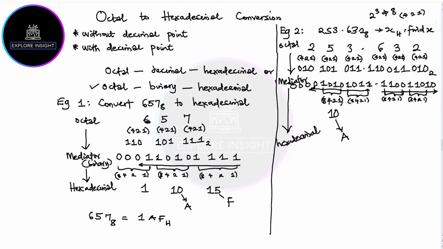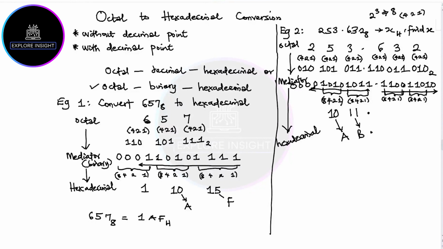Let's check this one. 1 is here, 1 is here, 1 is here. It means we have 8, 2, and 1, but 4 was turned off. So 8 plus 2 plus 1 is 11. In this case, 11 will be B in hexadecimal form. Remember to put the dot, and we move to the next value.